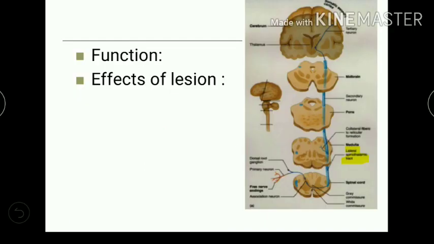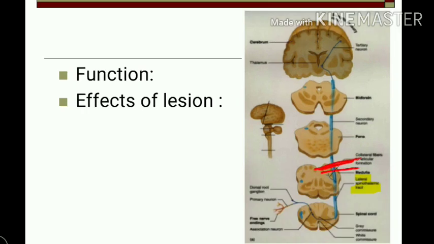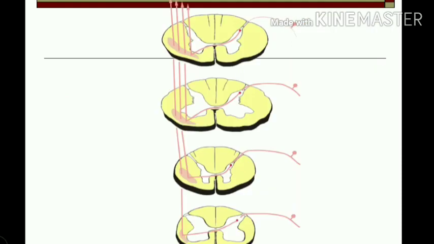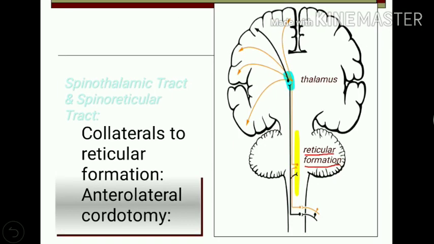Functions of the lateral spinothalamic tract: they carry pain and temperature sensation from the opposite side of the body. Effects of lesion: when a unilateral lesion is there in the lateral spinothalamic tract, there is loss of pain and temperature sensation from the opposite side of the body below the level of the lesion. This is again the same lateral spinothalamic tract pathway.